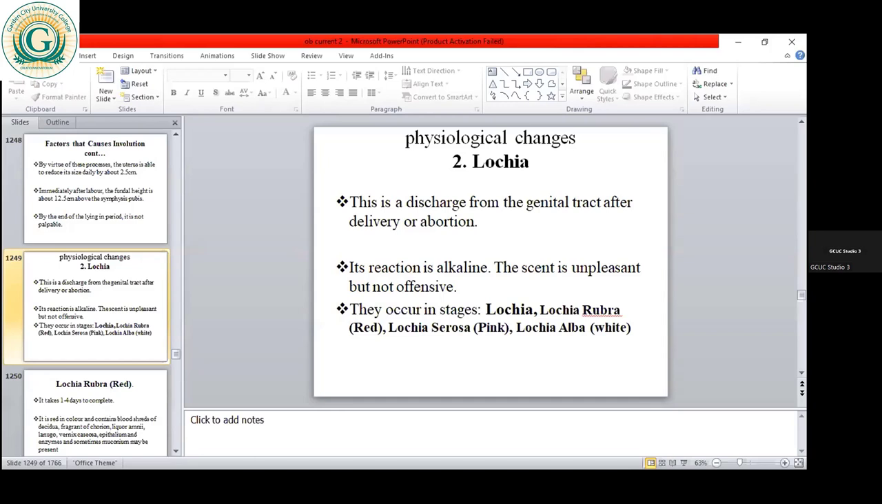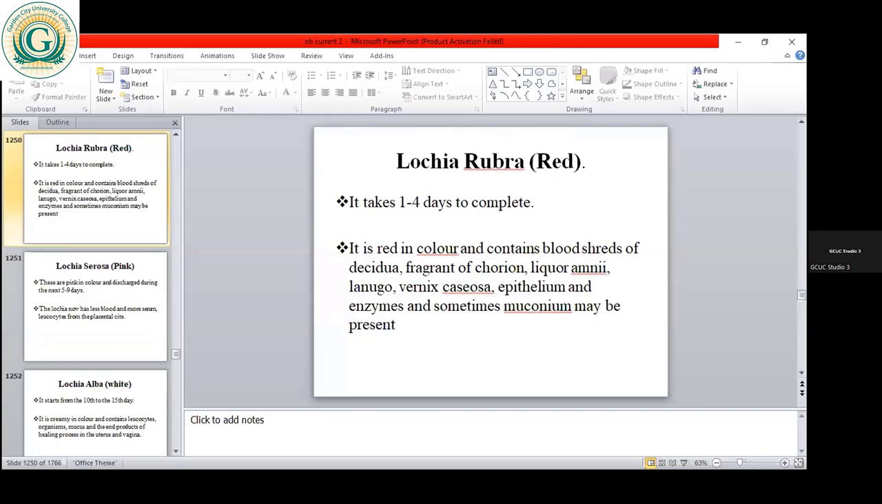Lochia is divided into three: lochia rubra, lochia serosa, and lochia alba. This discharge coming from the woman after delivery is divided into three: rubra, serosa, and alba. Let's see them. Rubra is the red color. Just after delivery, you don't expect to see anything apart from blood discharge.